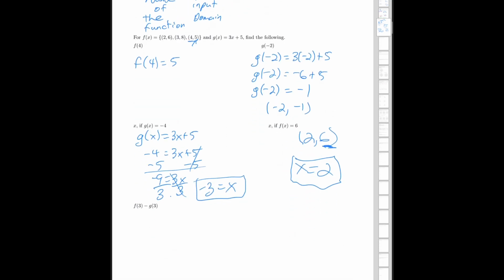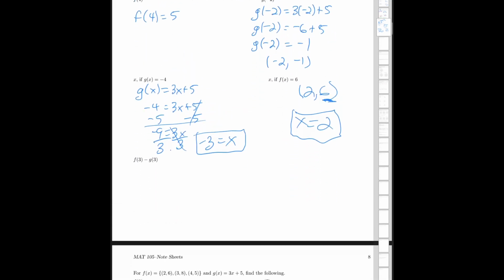We can also use function notation to write some operations that go along with functions. So for example, here I'm doing f of 3 minus g of 3. So what I first have to do is find f of 3 and g of 3. So f of 3, we simply go up and look for 3 as an input, and we find that 3 goes with 8, so f of 3 is 8. And to find g of 3, we plug in 3 into the expression. So g of 3 equals 9 plus 5, so g of 3 is 14.